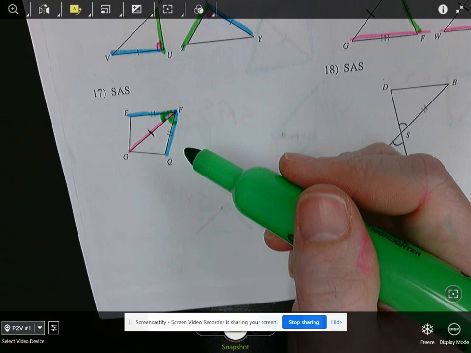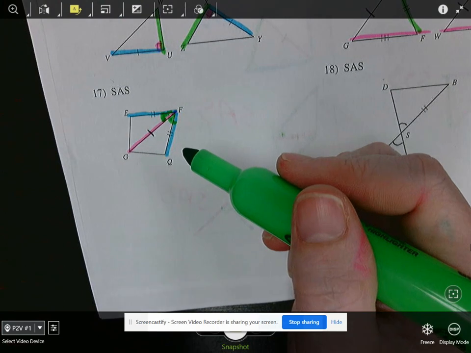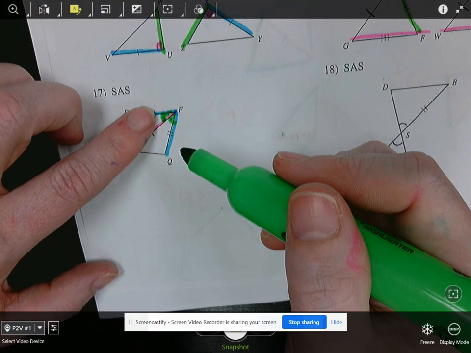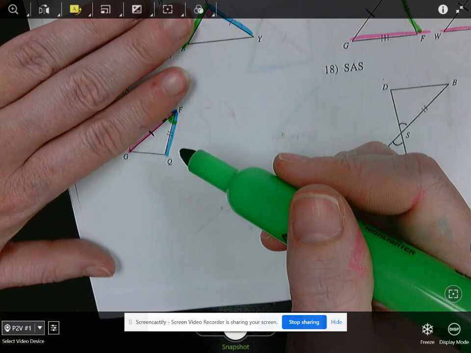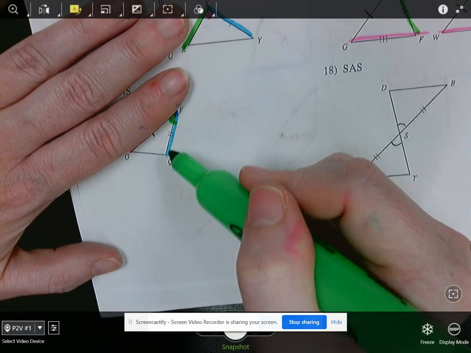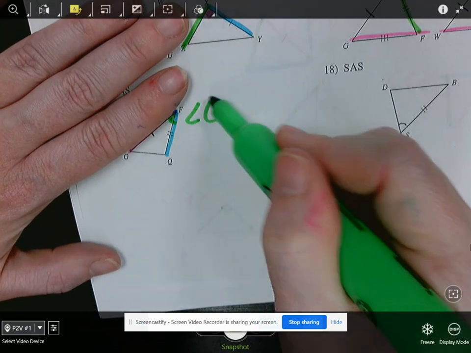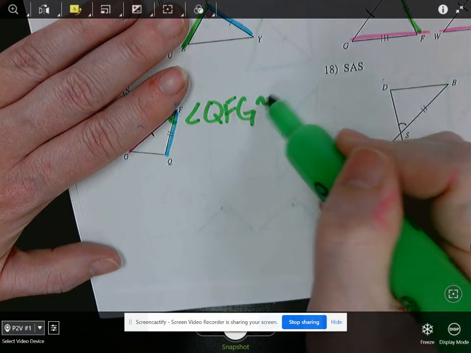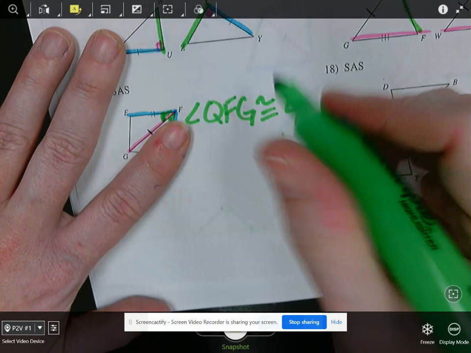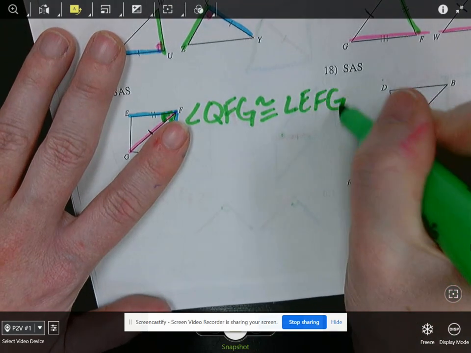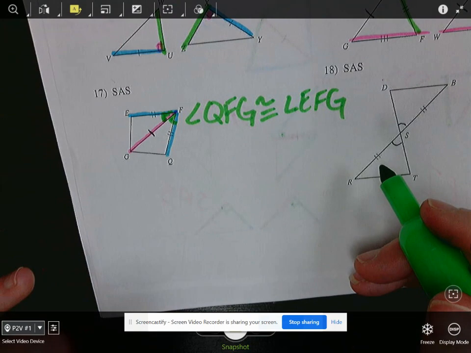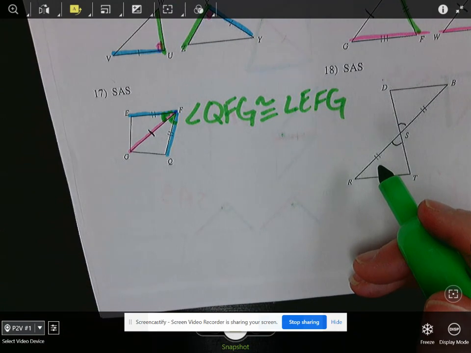Now, are the two angles, sorry. Now, in order to do that, you can't say angle F because there's two different angles there. So what I would do is cover up one of the triangles. This is angle QFG. And it should be congruent to angle, cover up the bottom triangle, EFG. So you had to use all 3 letters to name those two angles because there's more than 1 angle at F.